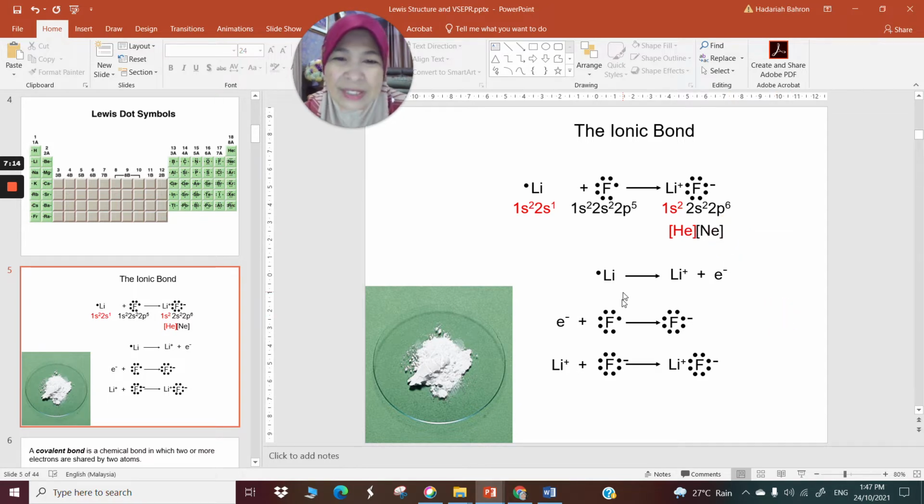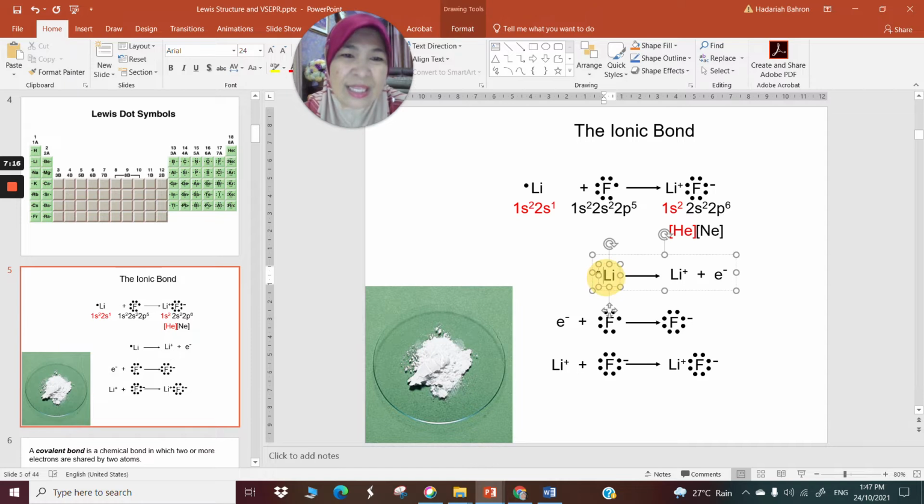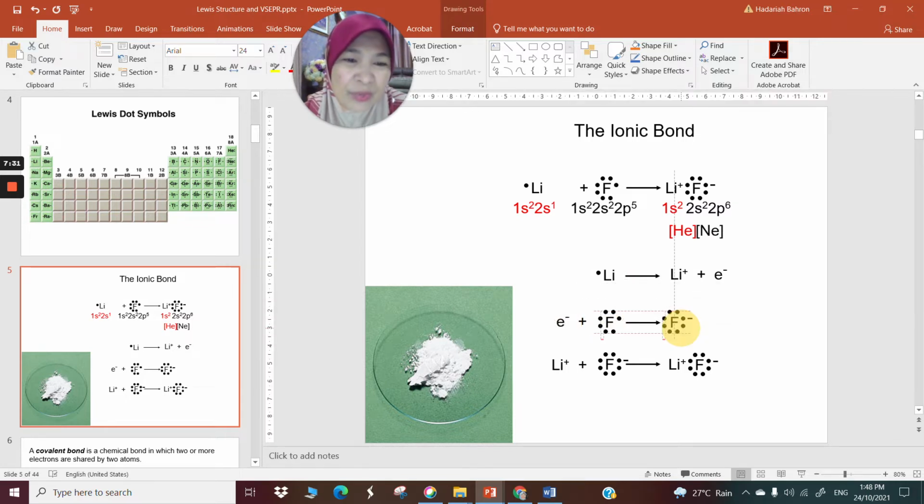So if you break down the reaction, you're going to see that lithium loses an electron to make lithium plus. The electron is taken up by the fluorine atom to make fluoride.